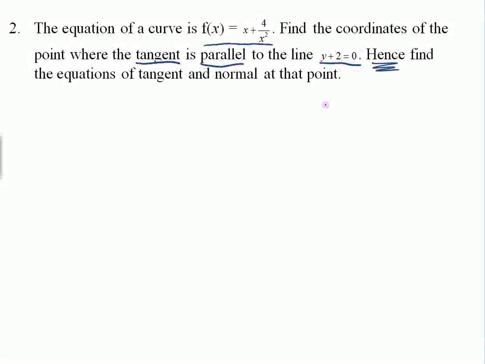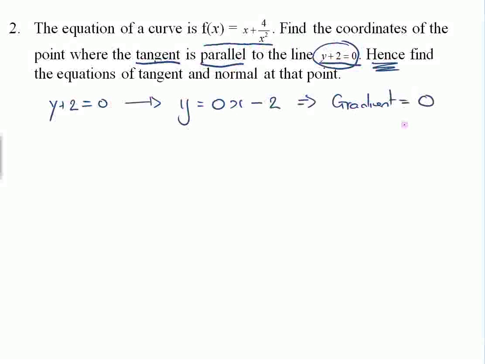Okay, so what do we want to know? Firstly, let's look at this equation here. y plus 2 equals 0. We can rewrite this in the form y equals mx plus c, where y is equal to 0x minus 2. So we know our gradient equals 0 at this point. So what we want to do is find out where our gradient is 0.